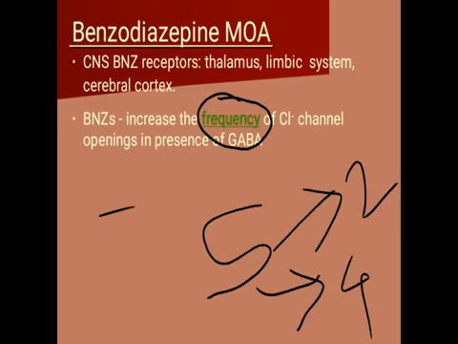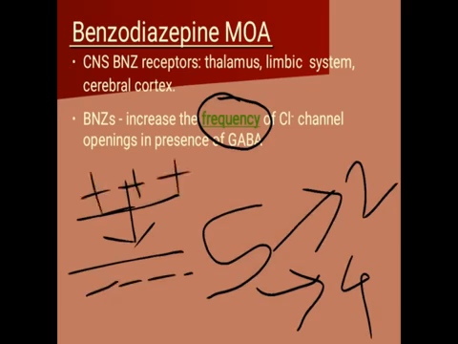Okay, so when more Cl minus enters into the cell, what happens? Negative charge inside the cell increases, positive charge outside the cell increases. It will lead to the polarization or hyperpolarization state, and this will lead to the resting state. So there is no transfer of nerve impulses from one cell to the next cell. So CNS depression activity we will get. So that is the mechanism of action of benzodiazepam and barbiturates.